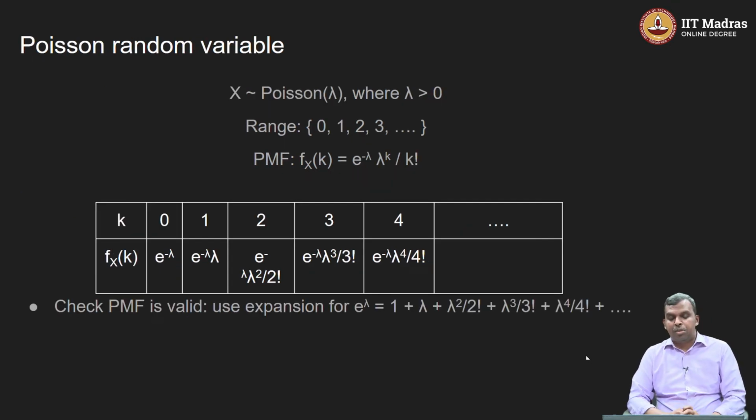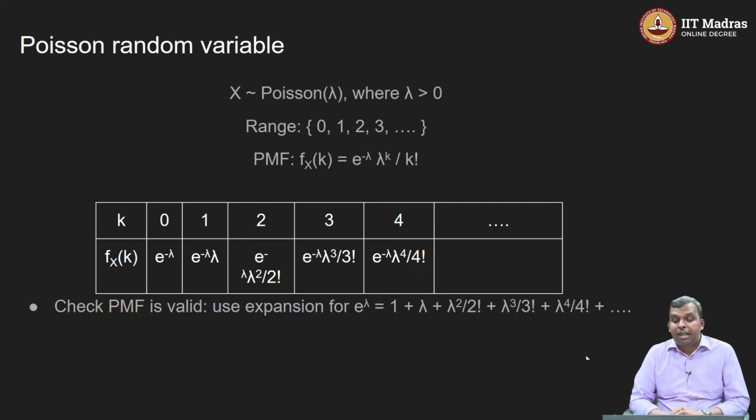The next random variable, which has a huge number of applications in practice, is what's called the Poisson random variable. The name Poisson is after a French mathematician. The word Poisson in French means fish actually, but that's also the name of a person, and this random variable is named after that person. So what is a Poisson random variable?